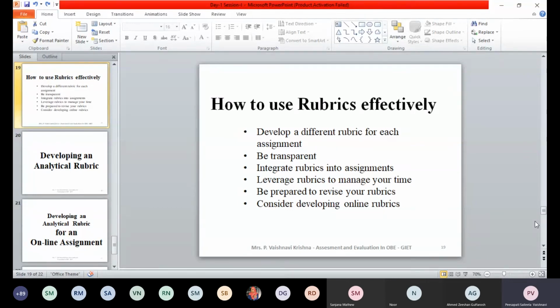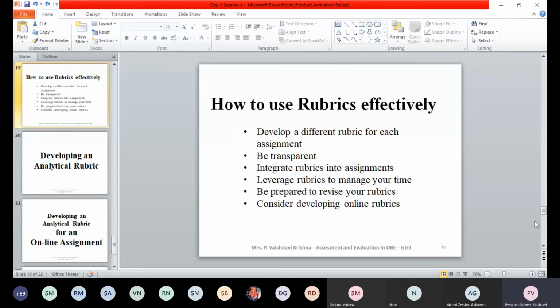Even sometimes, the understanding levels of the students in a particular semester keep changing. Then I need to change my rubrics next time when I want to assess my students' assignments. So this continuous change has to be accounted for.